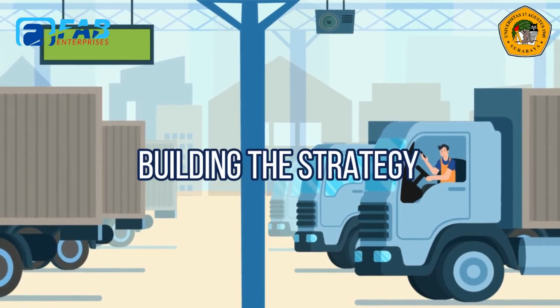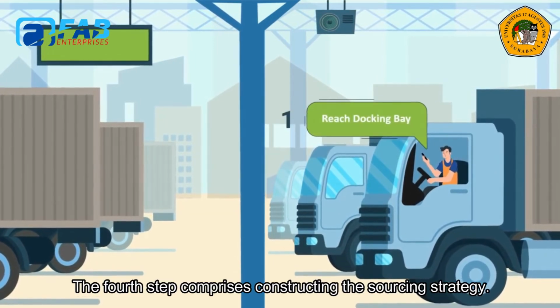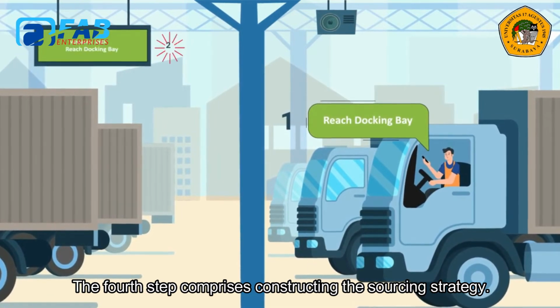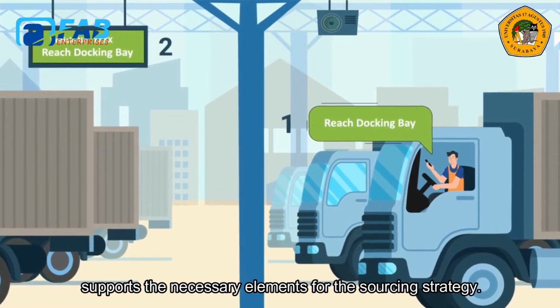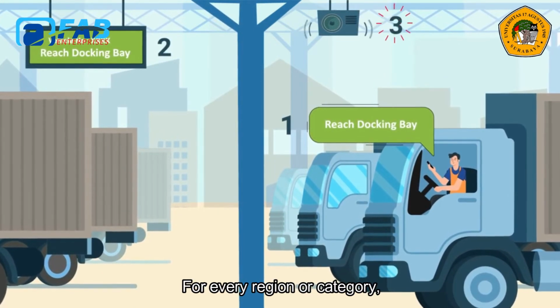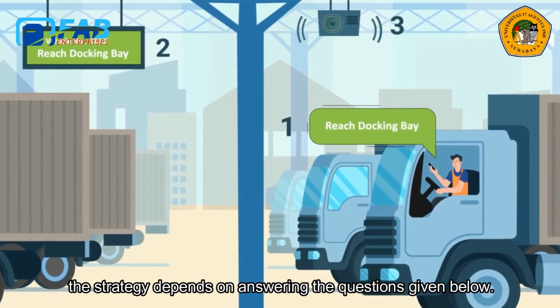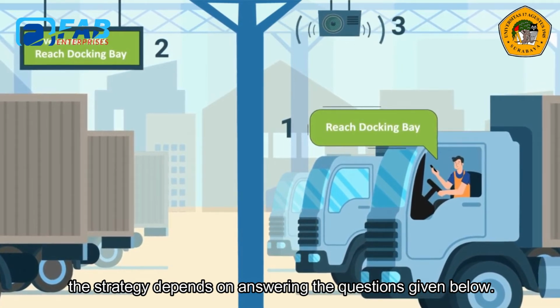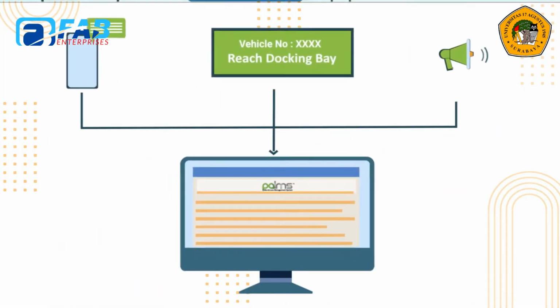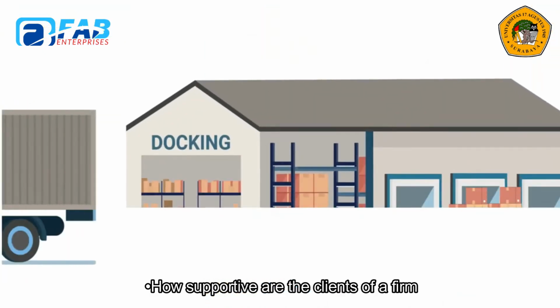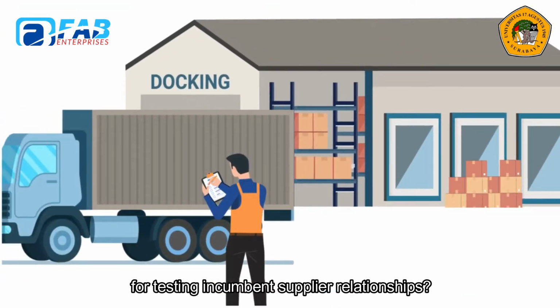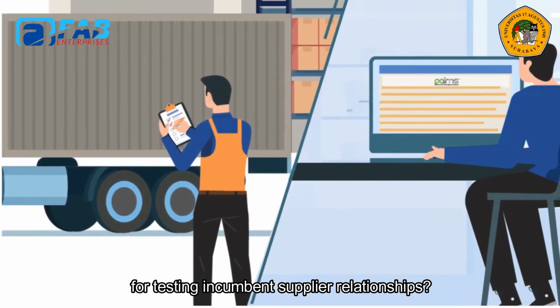Building the strategy. The fourth step comprises constructing the sourcing strategy. The merger of the first three steps supports the necessary elements for the sourcing strategy. For every region or category, the strategy depends on answering the questions given below. How willing is the marketplace to oppose the supplier? How supportive are the clients of a firm for testing incumbent supplier relationships?